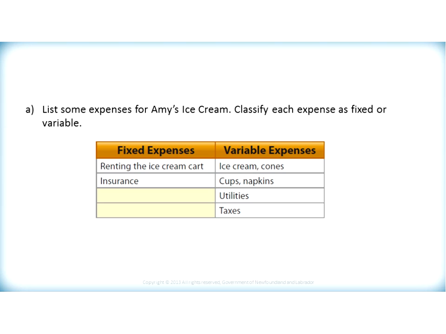Variable expenses include things such as ice cream and cones. That depends on the number of ice cream and cones that she sells. Cups and napkins, once again, entirely dependent on the number that she sells. The utility, so the amount of energy she consumes in her business, again, is totally dependent on the amount of ice cream she'll sell. And the taxes that she'll have to pay are directly related to her sales. So again, that is entirely dependent on sales. So they are all considered variable expenses. They change from month to month. The fixed expenses are the same every month.